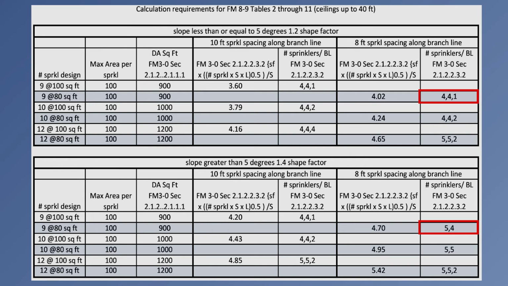This was my aha moment when someone questioned it. I would have sworn it was a 444 design for 12. And all of a sudden, I start reading 3.0 that was issued in 2010, and that old dog, new trick thing came out, where I was learning something. So in the table, you'll see 9, 10, and 12 sprinkler designs for less than 5 degrees, and then 9, 10, and 12 sprinkler designs for greater than 5 degrees.